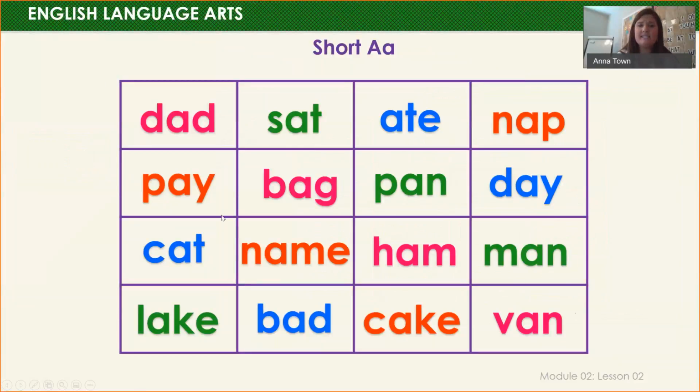I'm going to read this list of words. If it is a short A sound, which is ah, you're going to put a thumbs up. If it's not a short A sound, you're going to put a thumbs down. That includes the long vowel A sound. So if you hear A, yes, it's making an A sound, but it's not that ah, I want a thumbs down. Let's start with dad.